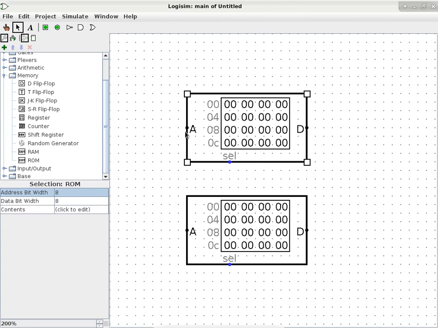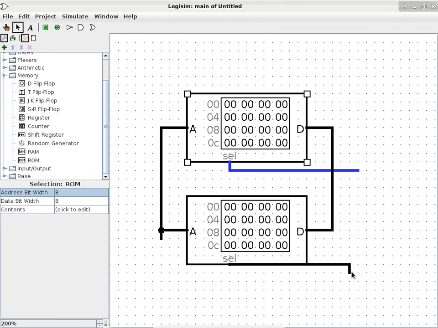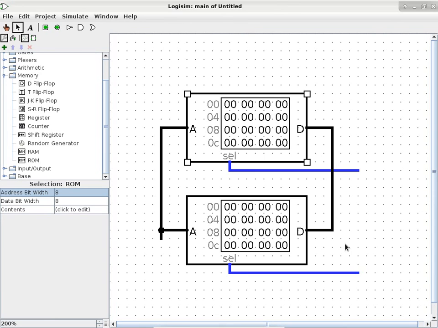So what I'll do is I'm going to wire up these things. So remember, the address bus is shared. The data bus is shared as well. The only thing that is not shared is the selection. Okay, so the selection is not shared. I will bring this up to here, and I'll bring this one up to a different pin.